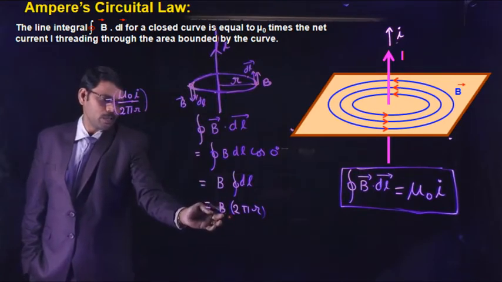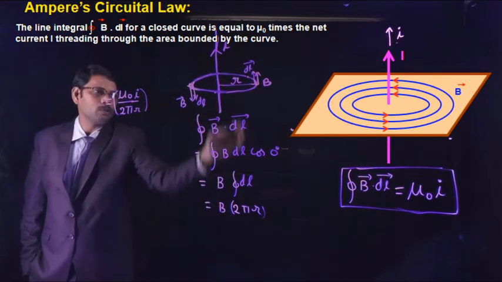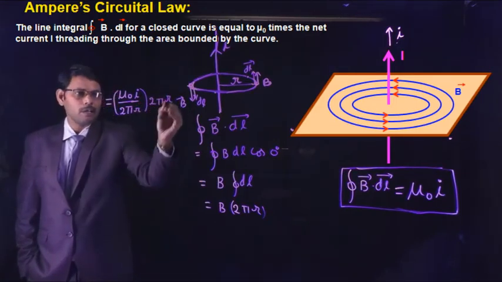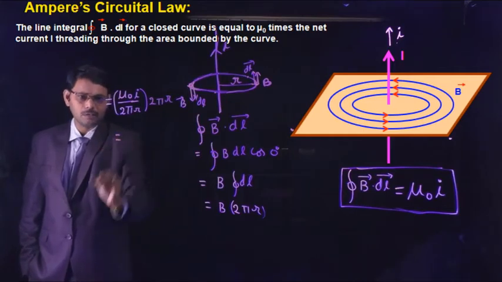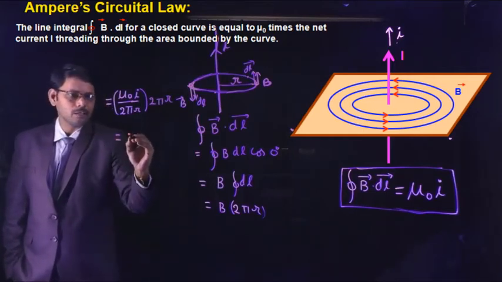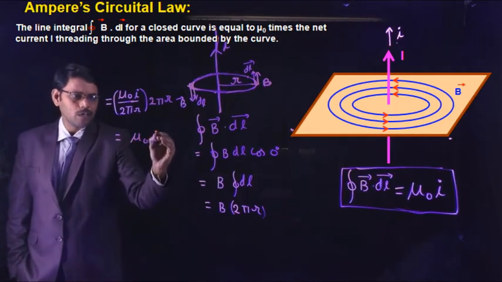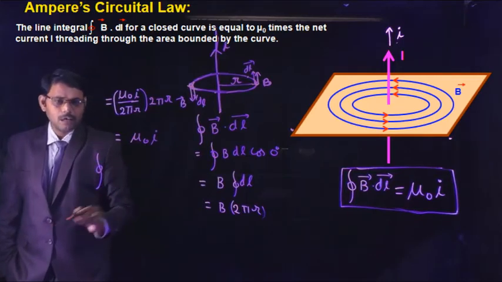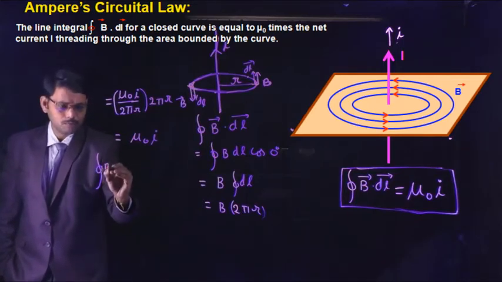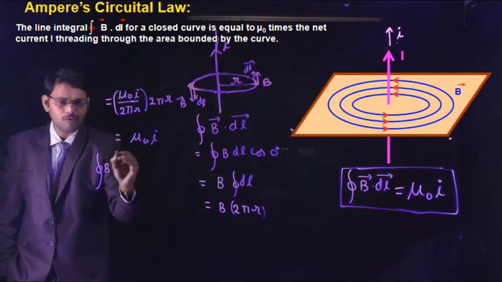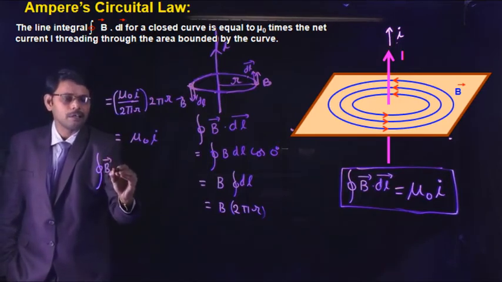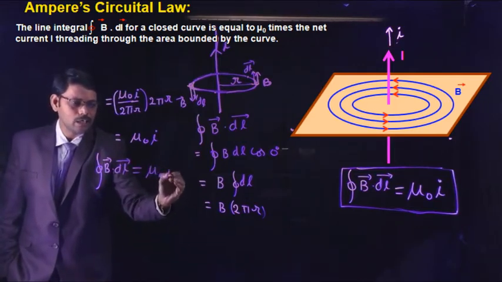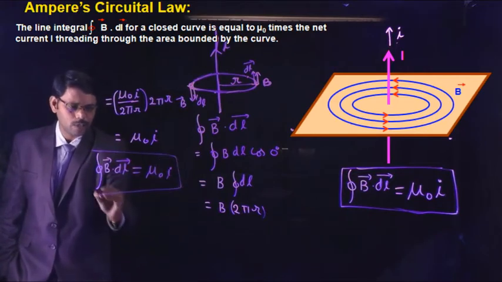I substituted the B value from the known expression into B times 2 pi r here. In the numerator and denominator, 2 pi r gets cancelled, so we find this is mu naught I. So, the ultimate result is that the line integral of the magnetic field around a closed loop, integral B bar dot dl bar, is equal to mu naught times the net current enclosed by the surface. Hence, we proved Ampere's law.